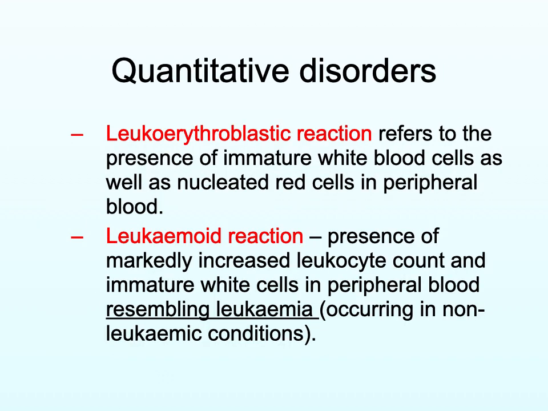When immature white blood cells circulate in the peripheral blood with the presence of immature or nucleated red cells, it is called a leukoerythroblastic reaction. A leukoerythroblastic reaction is an increase in white blood cell counts and immature white cells which can mimic leukemia but occurs in non-leukemic conditions. The reaction is actually due to an infection or another disease and is not a sign of cancer.